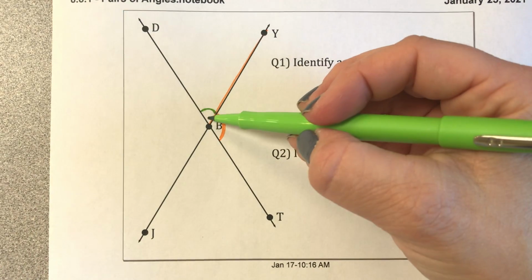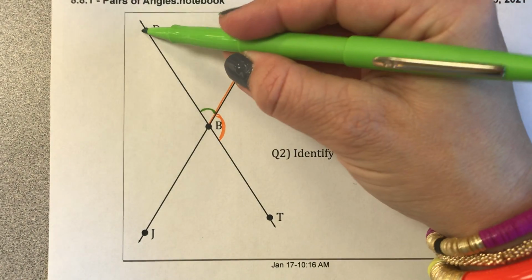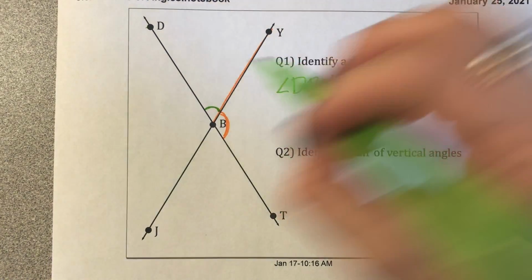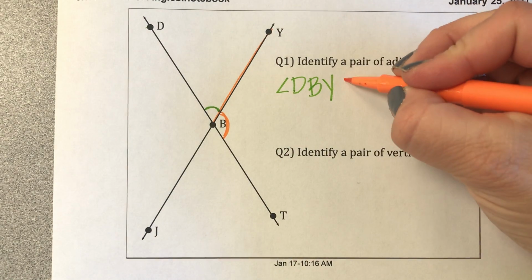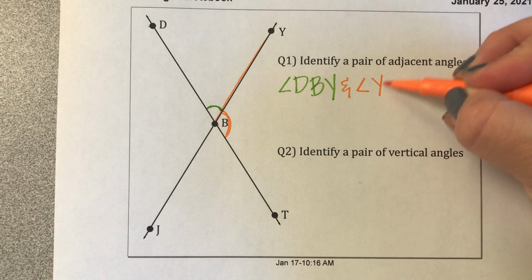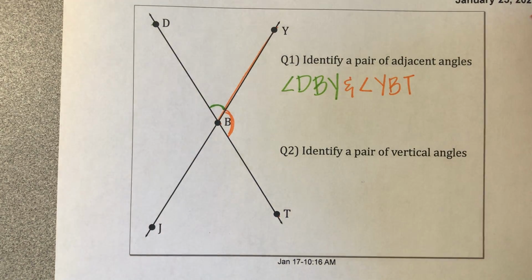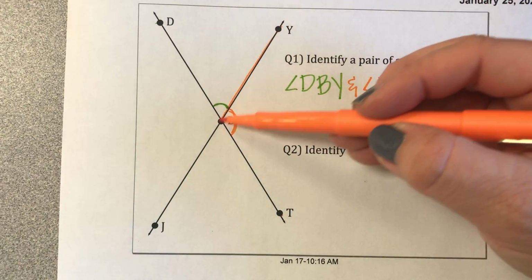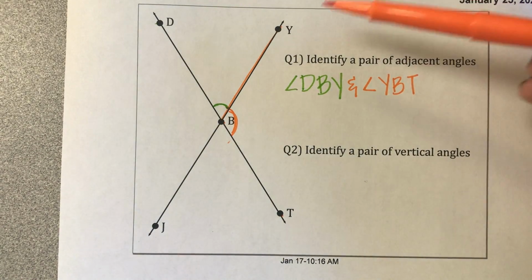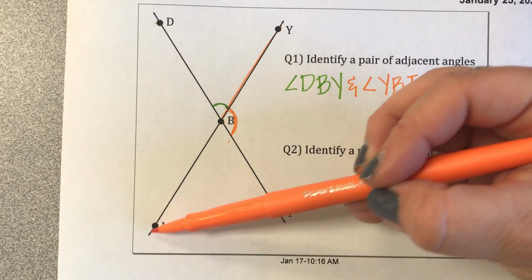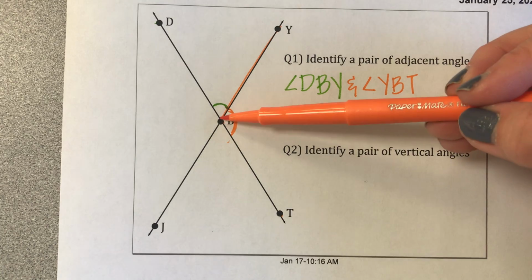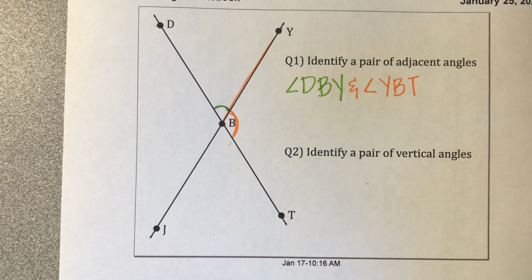So this green angle right here would be angle DBY. And the orange angle would be angle YBT. You're essentially telling someone how to draw it. Like you would go from Y to B to T. Oh, that's this part right there. There's tons of different pairs. You could have named TBJ and JBD. Any two angles that are next door neighbors, they share a vertex and a side, are adjacent.